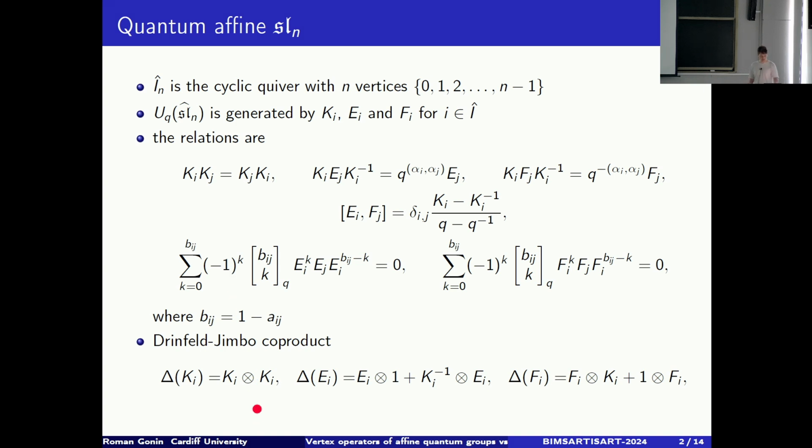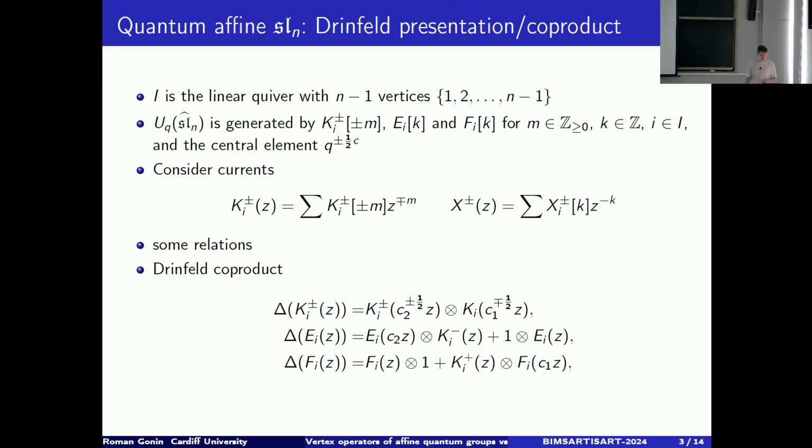What I want to say is that we have the Drinfeld-Jimbo coproduct, which is determined in terms of these relations, so I can calculate the coproduct of these ki, ei, and fi. And we have another set of generators, the Drinfeld generators. We have the Drinfeld presentation, which we had talks about on Monday for the Yangian, and now it's quantum affine.